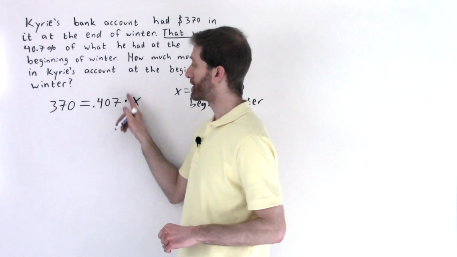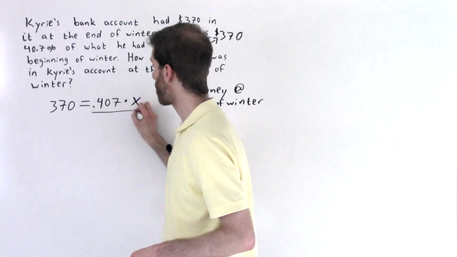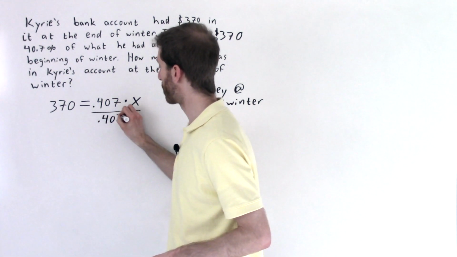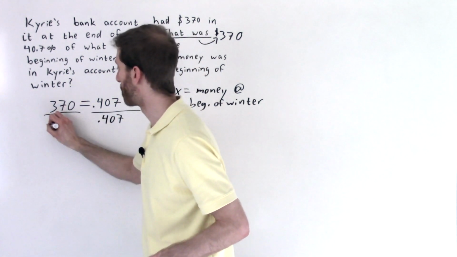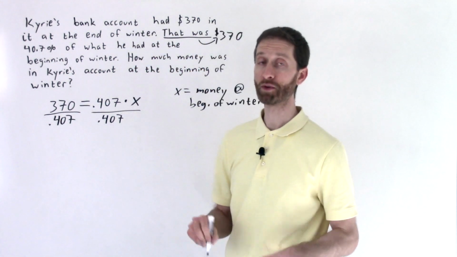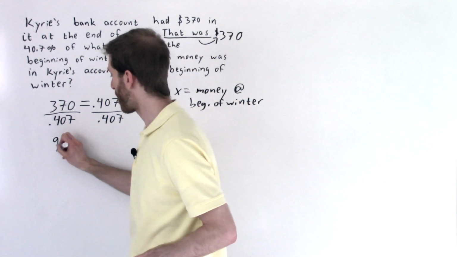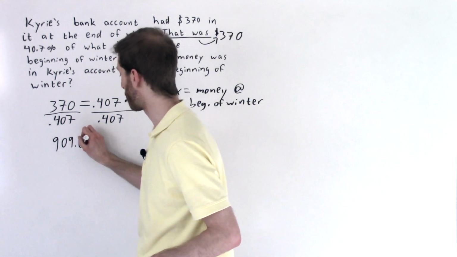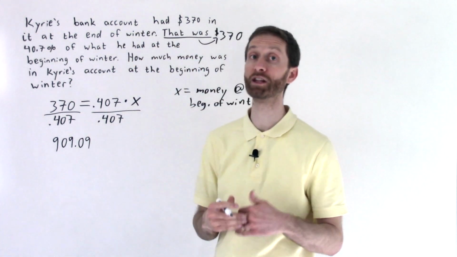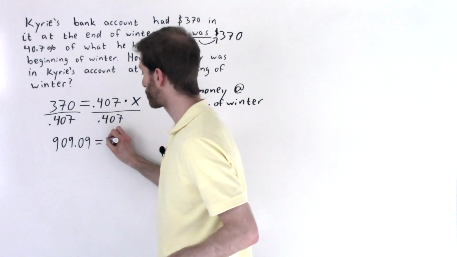So to undo a number times X, I'm going to divide by that number. So I divide both sides by 0.407. Once I divide by 0.407 on both sides, I get out my calculator. I've already done the math out. That's going to give us 909.09. And that's rounded to the nearest hundredth because we're dealing with money, and hundredths would be cents. So that's equal to X.